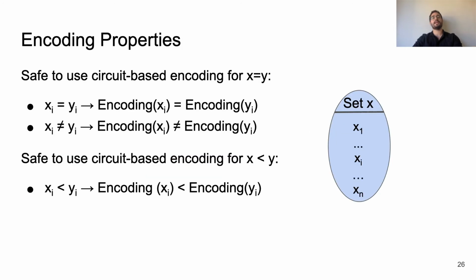But the question is, what are the necessary conditions for using circuit-based encodings? It is safe to use this encoding for x equal to y if both x and y encode all shared values in the same way and do not use the same encoding for different values. Also, it is possible to use circuit-based encoding for inequalities if x and y assign encodings in a way to preserve the order of values. Based on these 3 properties, we developed a novel graph-based encoding.